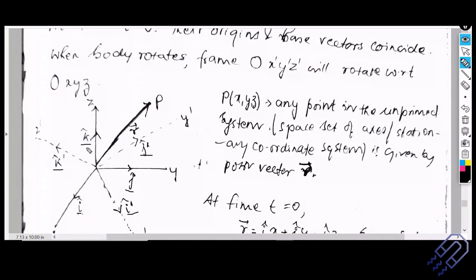In simple words, when the body rotates, we have the prime system, which rotates with respect to the unprimed system. You can take two pens together, hold them straight, and then rotate one of the pens while keeping the other pen fixed. The pen which is rotating is in the primed system in this example, and the pen which is fixed is the space set of coordinates. So the rotating pen is rotating with respect to the fixed pen. That is the idea here.